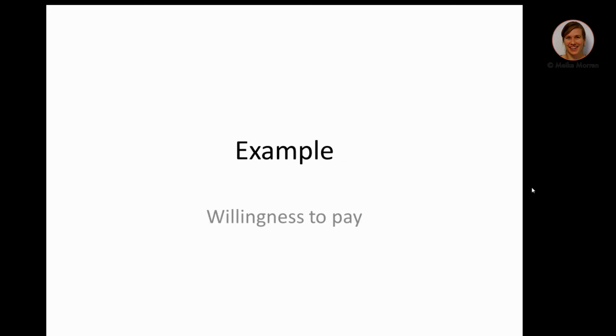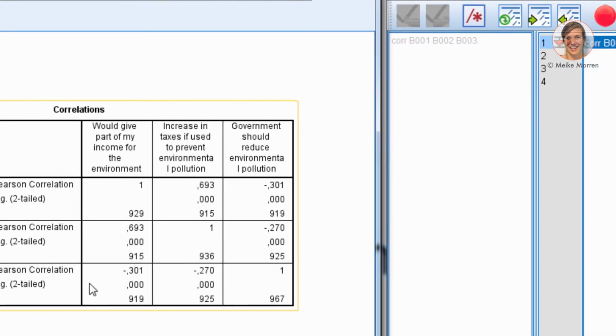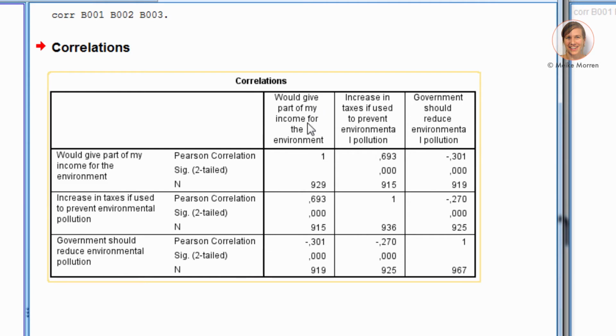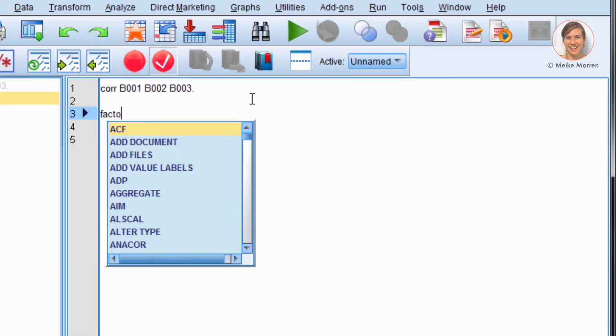So I will give you one example of willingness to pay: 3 items that measure willingness to pay. As you can see here, there are 3 items. The last item is negatively correlated to the other 2 items. The highest correlation is between the first 2 items, and with the third item the correlation is considerably lower. So the next step will be to explore the factor analysis. We type in factor.